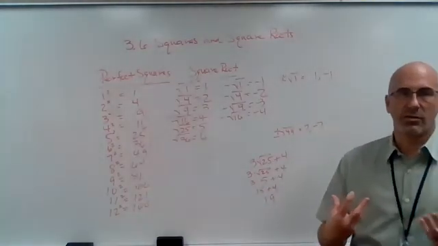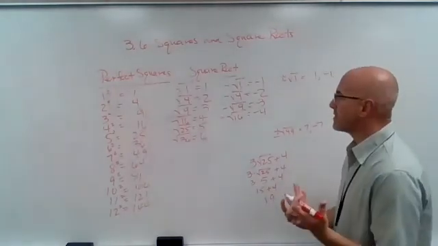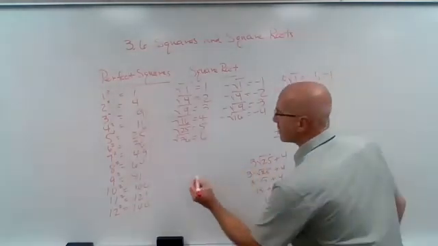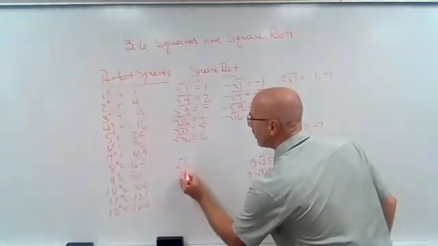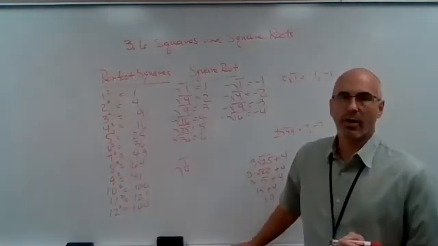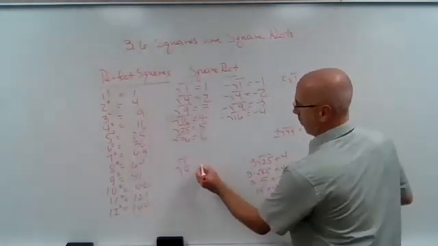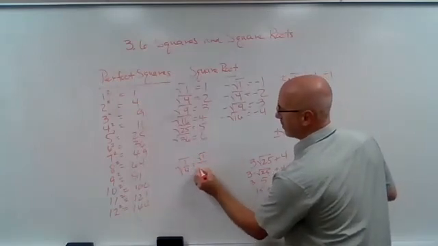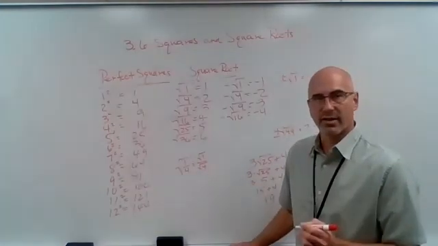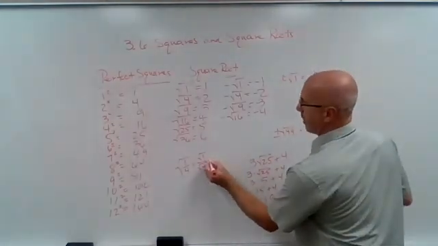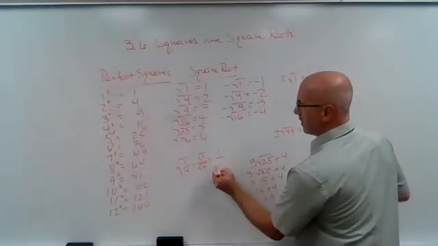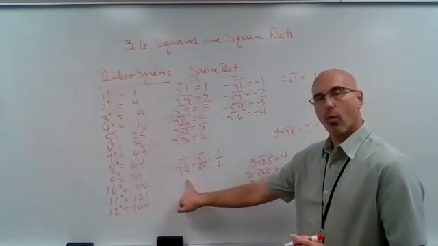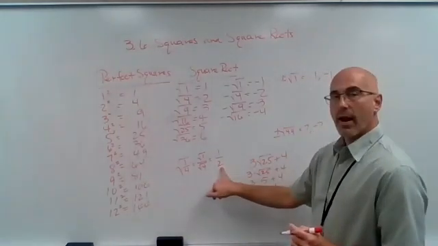One more concept to talk about with square roots is we can also do square roots of fractions. So say we have the square root of 1/4. When we have all of this under a square root, you're actually taking the square root of the numerator and the square root of the denominator. So we know the square root of 1 is 1. The square root of 4 is 2. So the square root of 1/4 is 1/2.